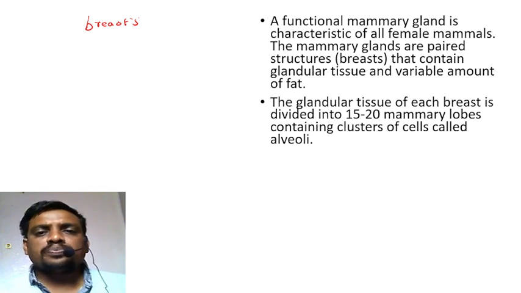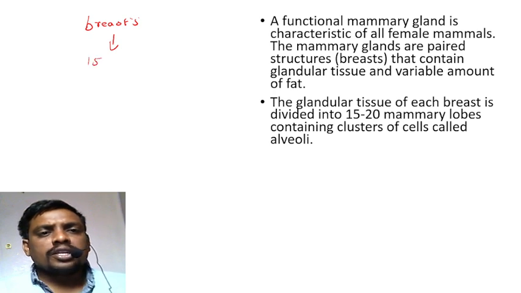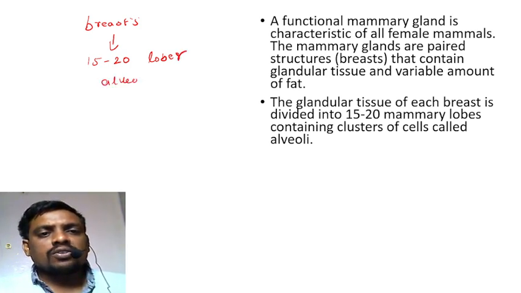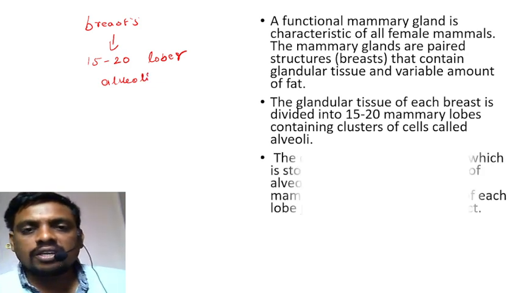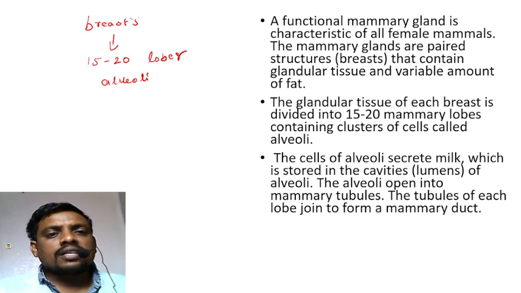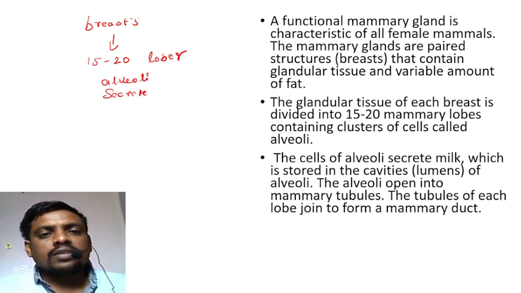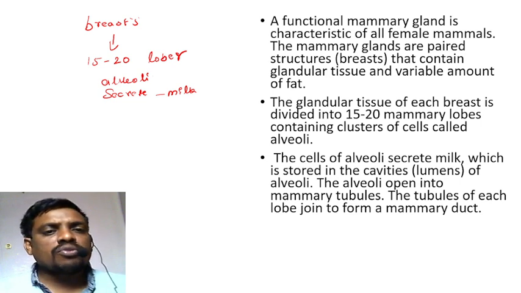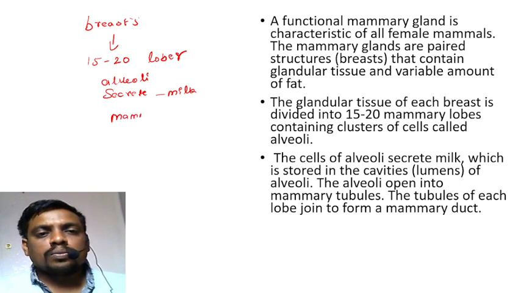These are commonly called breasts, which contain glandular tissue. Glandular tissue of each breast is divided into 15 to 20 mammary lobes, containing clusters of cells called alveoli. The cells of the alveoli secrete milk, which is stored in the cavities of the alveoli. Alveoli open into mammary tubules. Tubules of each lobe join to form a mammary duct.